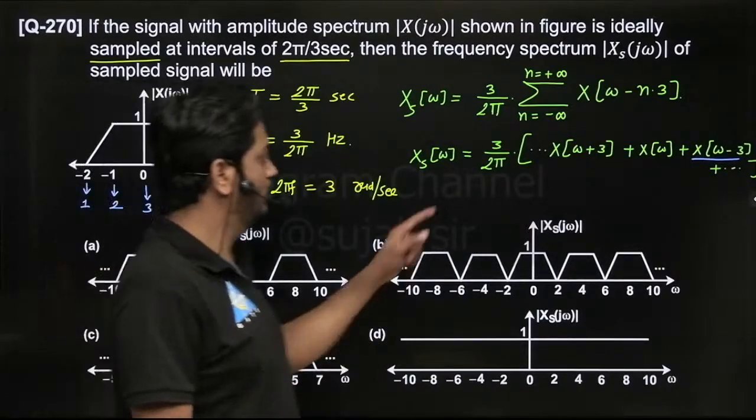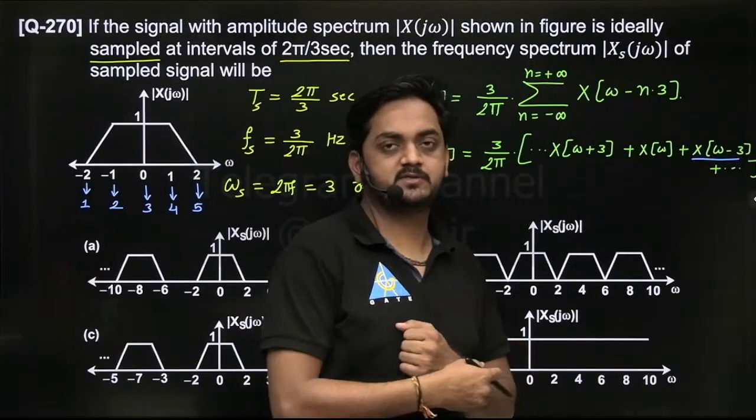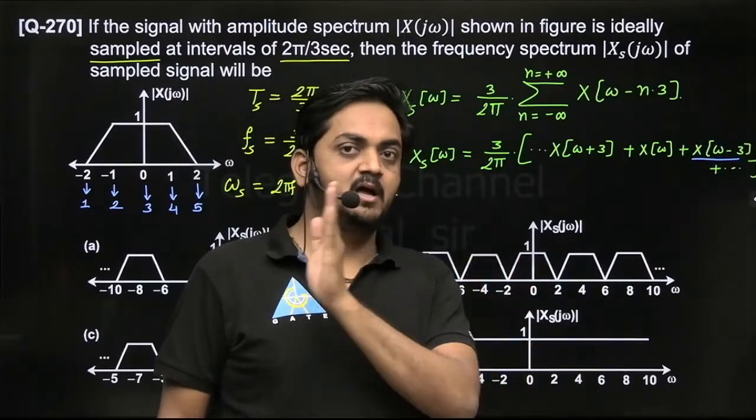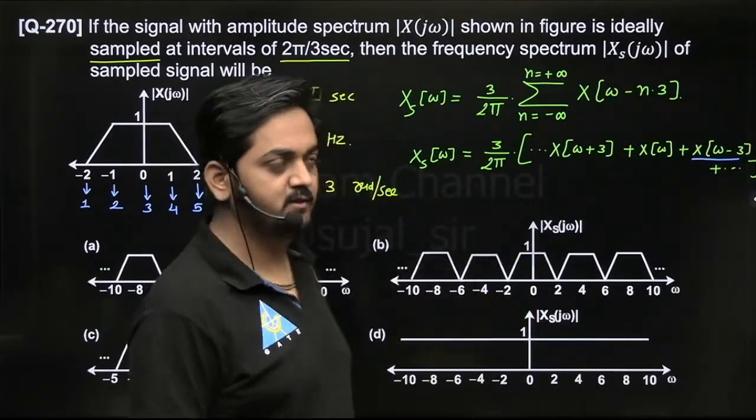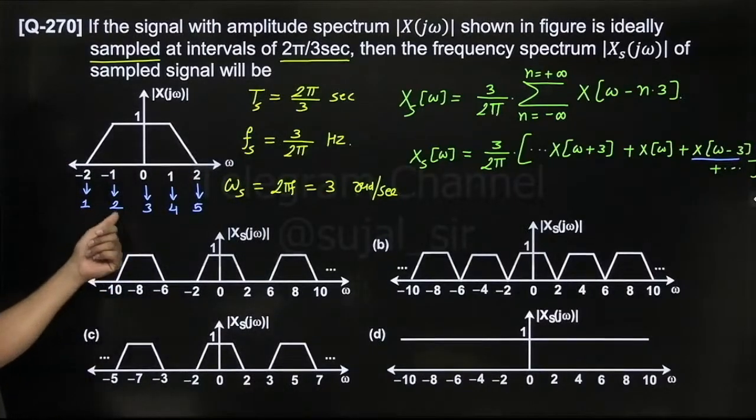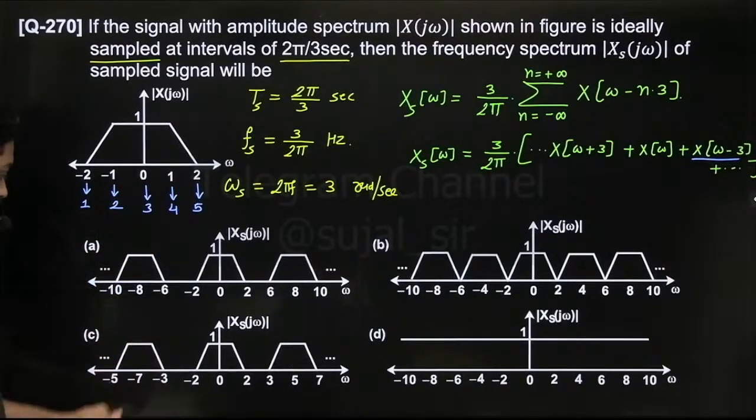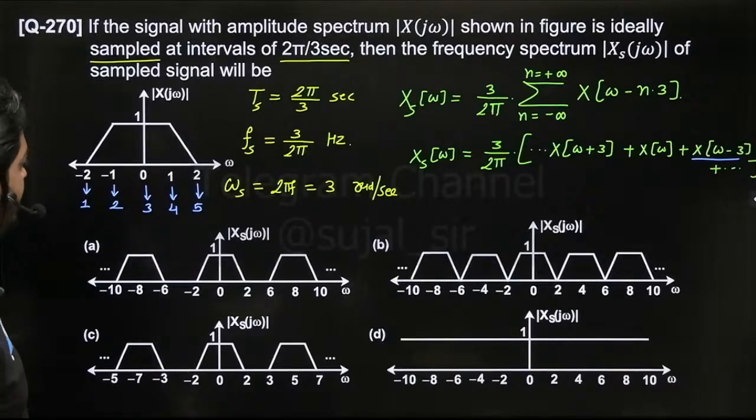Similarly, x of omega plus 3 means you have to shift x of omega left side by 3 units. So it will be the same: minus 1, minus 2, minus 3, minus 4, and minus 5. So tell me, which option should be the correct answer here? Which option should be the right answer?